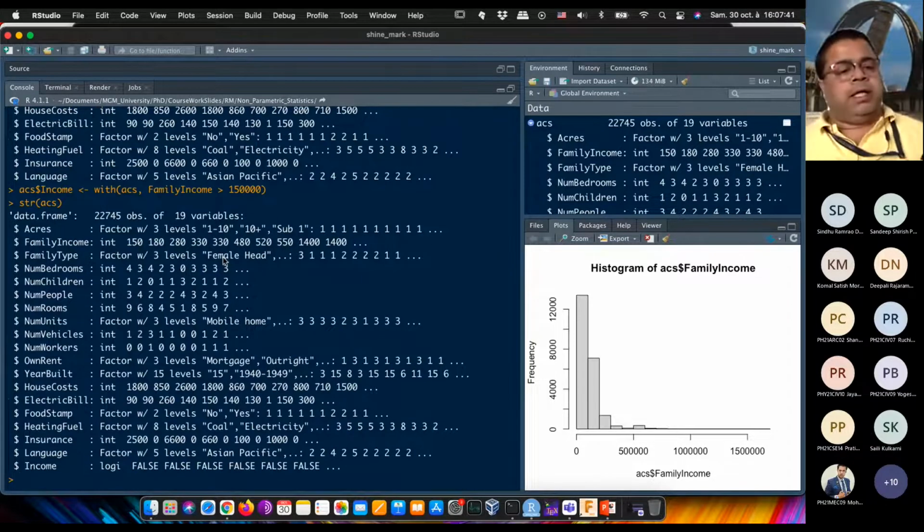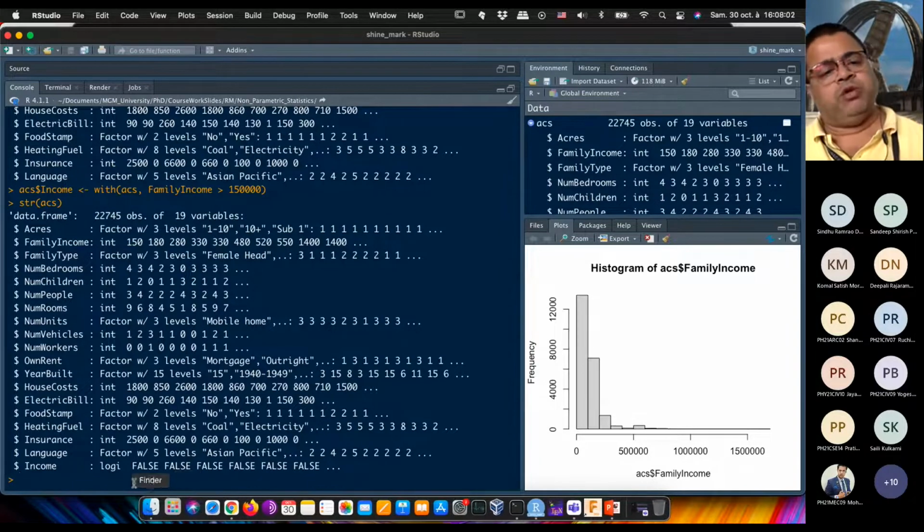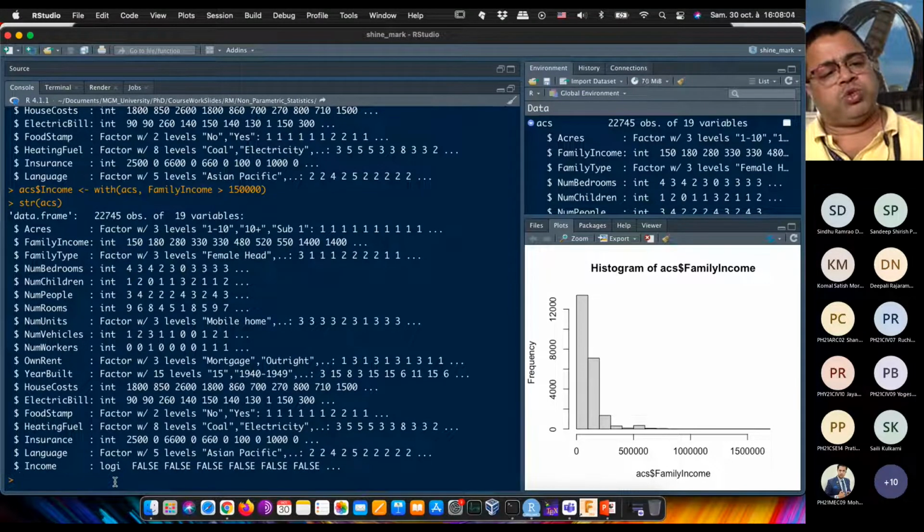Look here. A new field has been created, which is logi. What does logi mean? Logical field. A new field has been created, a logical field, and for the initial values 150, 180, etc., of course, that is false. So it has created the value false here. For some areas where the value is true, it will become true.